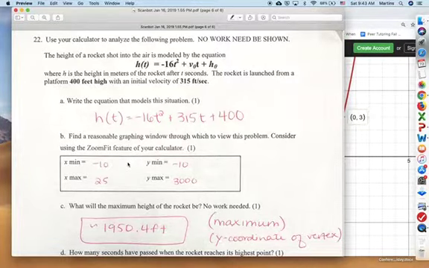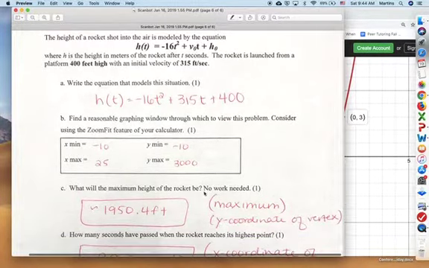And then it says find a reasonable graphing window through which to view this problem. Consider using the zoom fit feature of your calculator. We talked about how to zoom in and zoom out. So you'll find the zoom fit feature wherever you see that window button, and then the zoom in, zoom out. Zoom fit basically just uses an algorithm to estimate where the graph is, and you probably still need to do a little bit of tweaking. But with that said, it does at least give you a starting point.